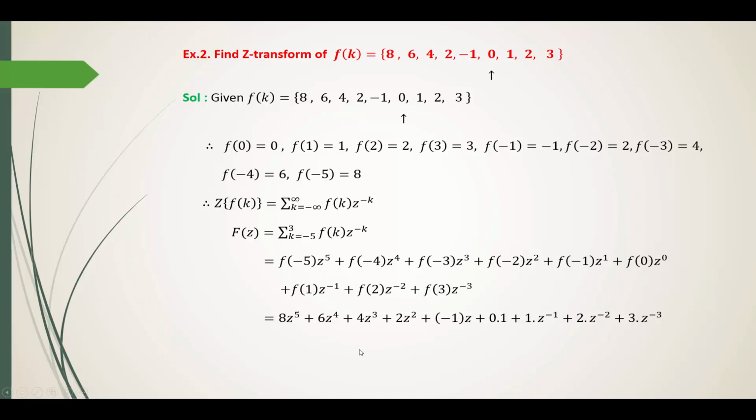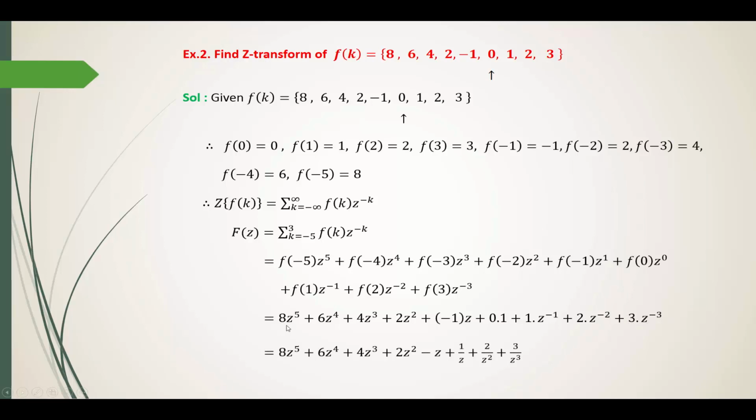F of -3 is 4 z to the power 3. F of -2 is 2 z to the power 2, plus f of -1 is -1 into z, plus f of 0 is 0, 0 into z to the power 0 is 1, plus f of 1 is 1 into z to the power -1, f of 2 is 2 into z to the power -2, f of 3 is 3 into z to the power -3.